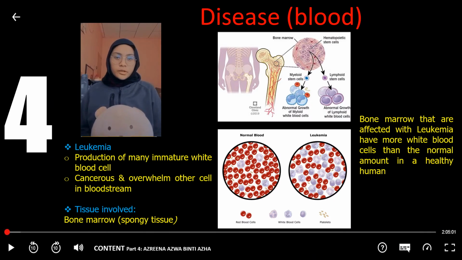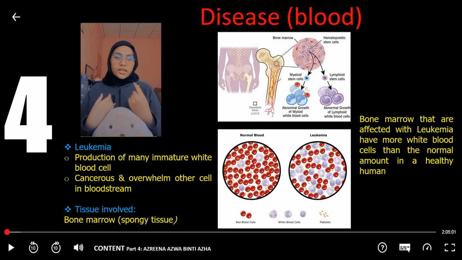Now, I'm going to talk about one of the diseases that are related to blood, that is leukemia. Leukemia is a disease where an abundant amount of immature white blood cells are produced that are cancerous and overwhelm other cells in the bloodstream. The tissue involved is bone marrow, or more specifically, the spongy tissue inside the bone. The bone marrow affected with leukemia has a greater amount of white blood cells compared to the normal healthy human.